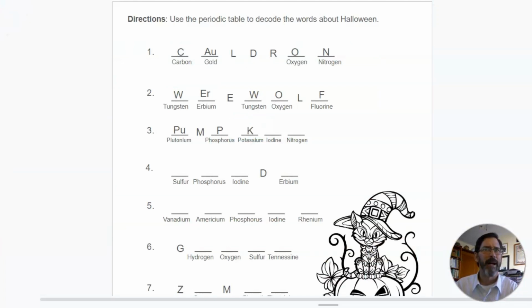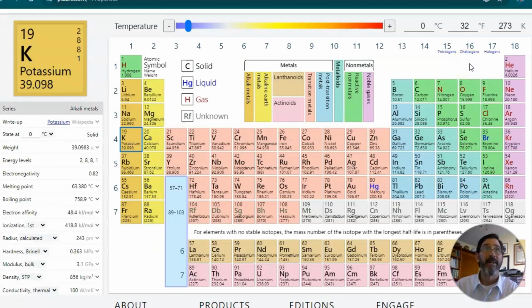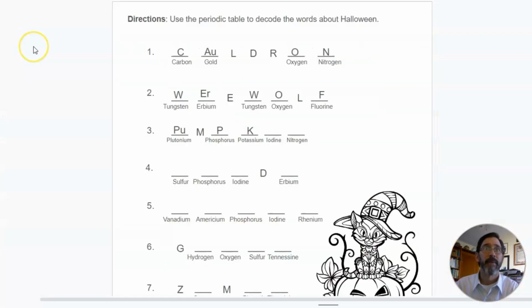Next up, iodine. Iodine is found in the reactive nonmetals. Number 53. Iodine is a capital letter I. Place a capital letter I above iodine.